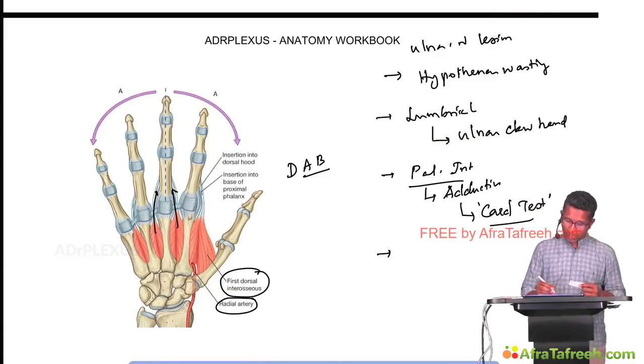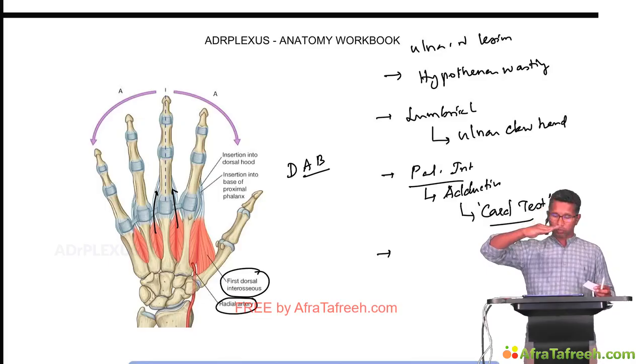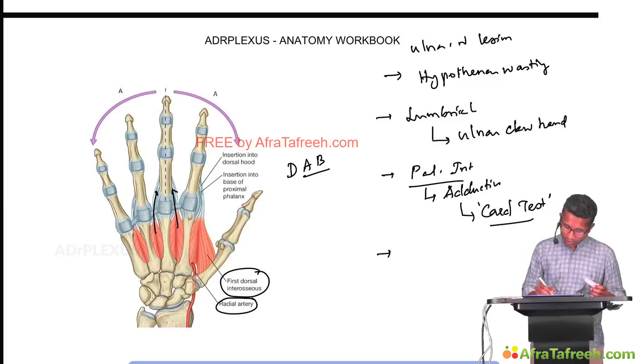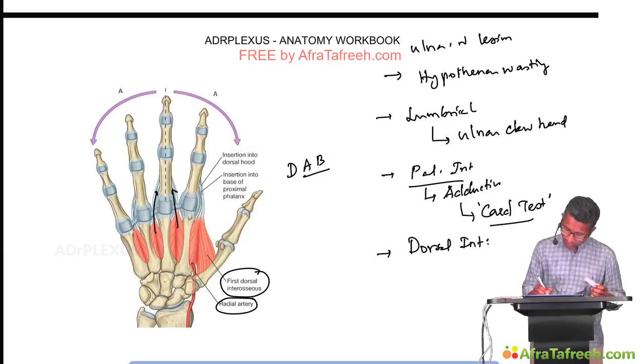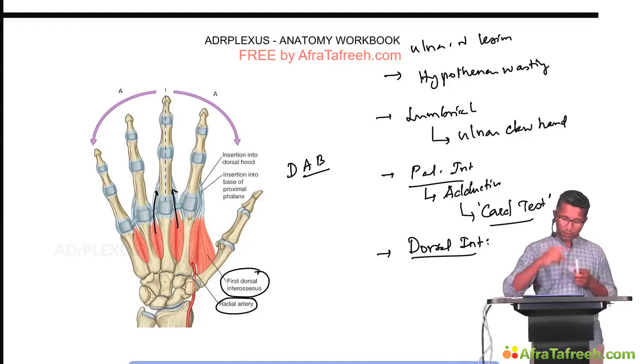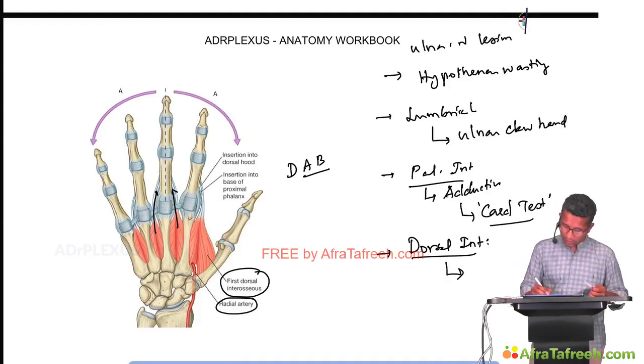Now you can ask the patient to fan out his fingers, or you can ask the patient to keep the fingers over the table and lift the middle finger and move it on either side. So this test checks the dorsal interossei muscle. Dorsal interossei cause abduction, isn't it? So you ask the patient to fan out his fingers. If the dorsal interossei is not working, he will not be able to do this, and this test is called Egawa's test.